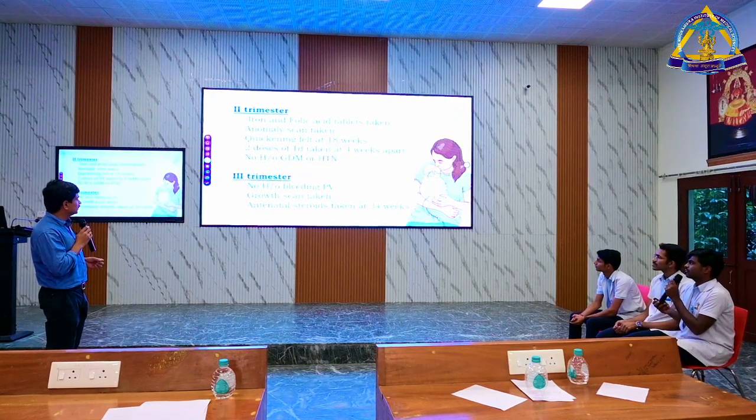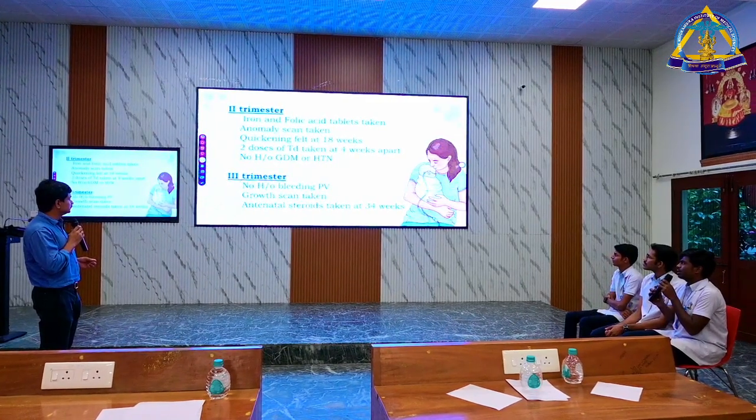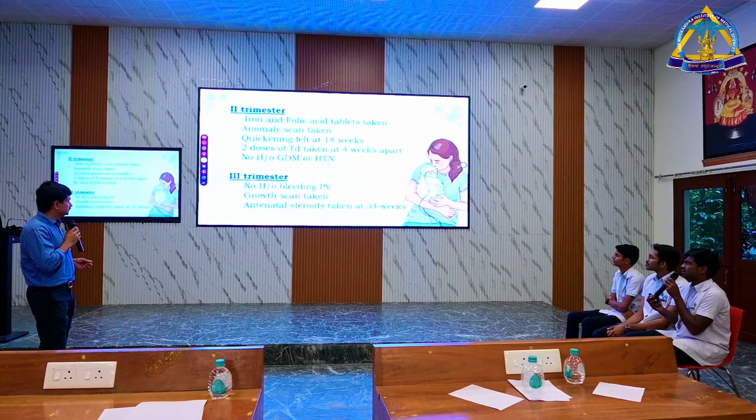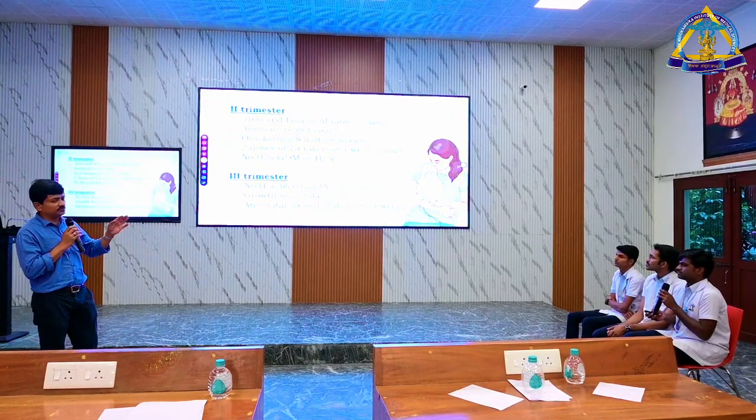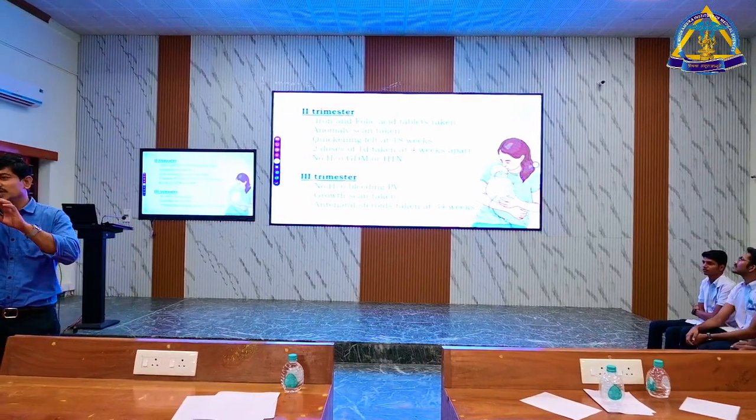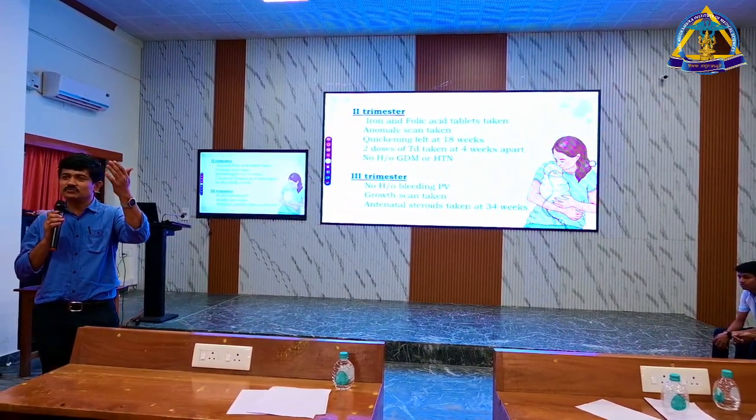Second trimester, and folic acid tablets taken. Anomaly scan taken at 18 weeks. Two doses of TD taken four weeks apart. No history of gestational diabetes mellitus or hypertension. So what are the effects of diabetes mellitus, gestational diabetes mellitus on the baby? I am already asking what question they will ask. So next question, right? What is the effect of overt diabetes?